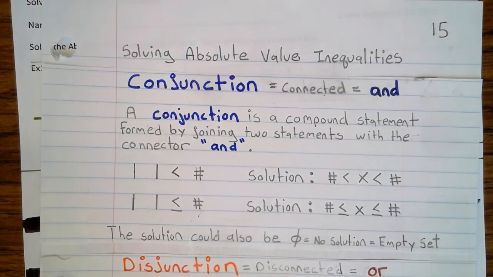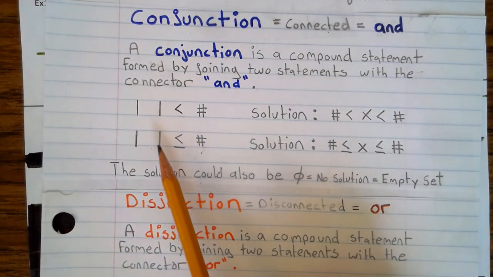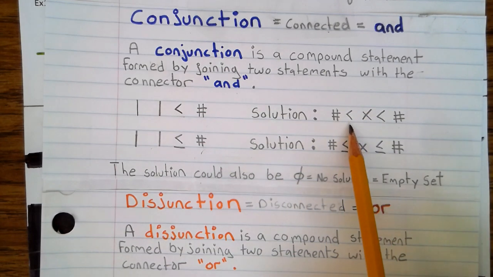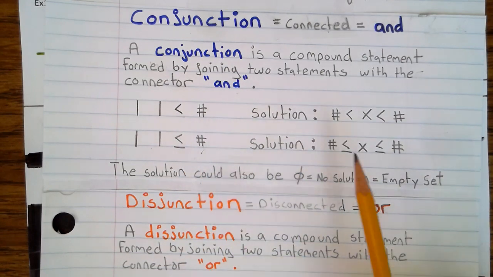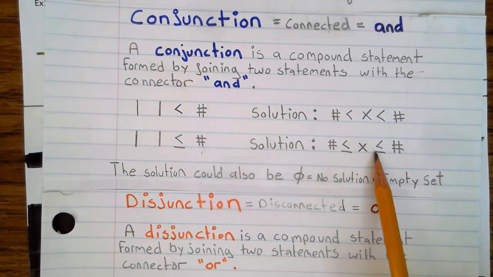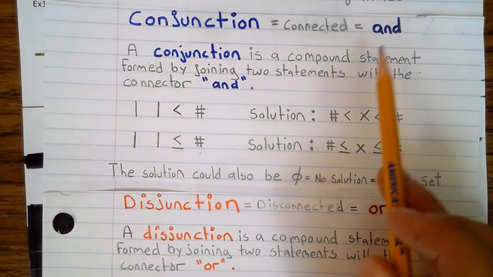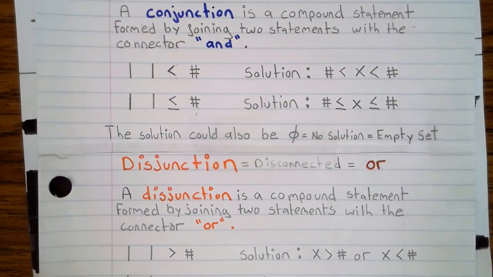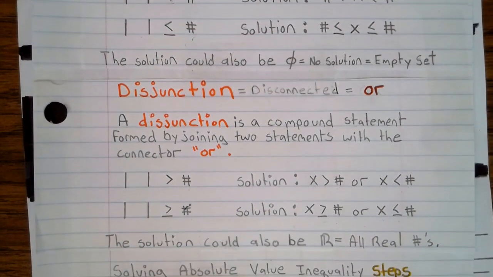Conjunctions, connected by "and." A conjunction is a compound statement formed by joining two statements with the connector "and." So for the absolute value of x less than a number, the solution is x is greater than a number and less than a number. The absolute value less than or equal to a number, the solution is x is greater than or equal to a number and less than or equal to a number. So the key is when you see the less than symbol, you know it's "and." The solution can also be no solution, the empty set.